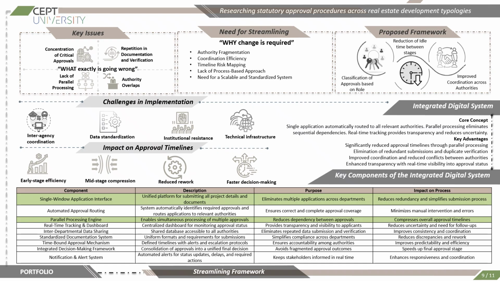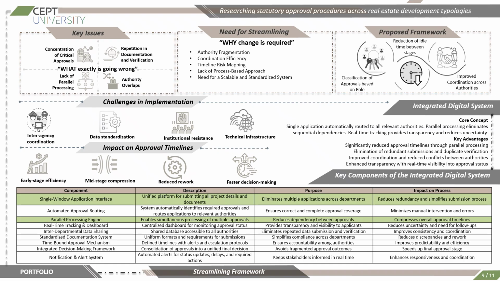One, the first would be classification of approvals based on their roles and dependencies, which helps differentiate approvals that must remain sequential and which must remain parallel. The second is the reduction of idle time between these stages through parallel processing. The third is improved coordination across authorities using a shared single digital system.